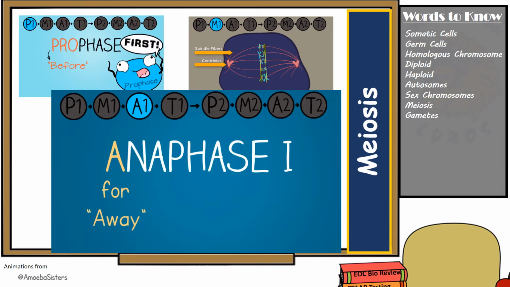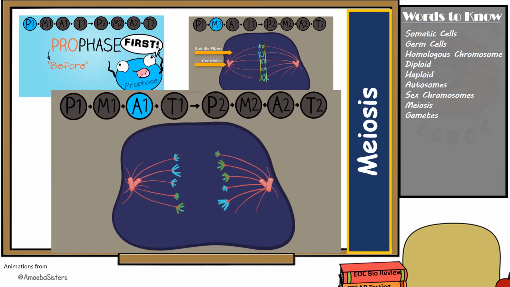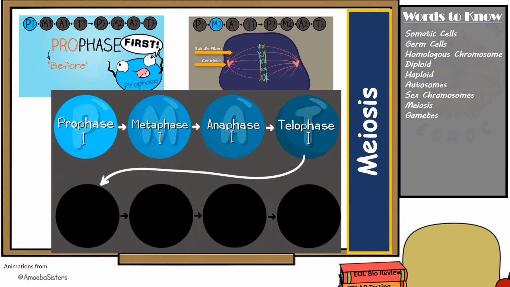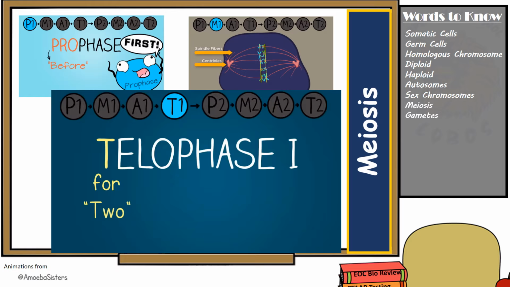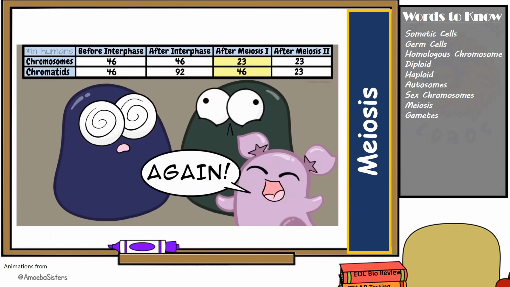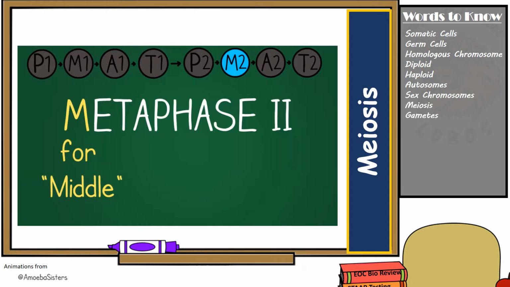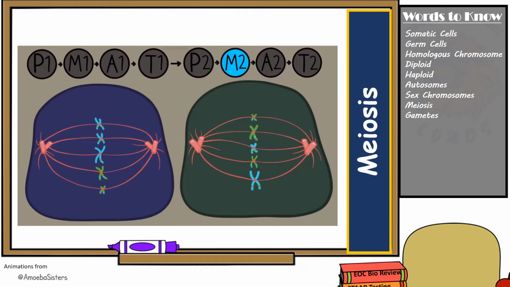Then the spindle fibers attach. Now, during anaphase 1, the homologous chromosome pairs are split up, resulting in 23 chromosomes with 46 chromatids on opposite sides of the cell. Then in telophase 1, 2 haploid cells are produced in which each new cell has 23 chromosomes with 46 chromatids. Then these 2 cells undergo cell division once again, known as meiosis 2, starting with prophase 2 and leading to metaphase 2.